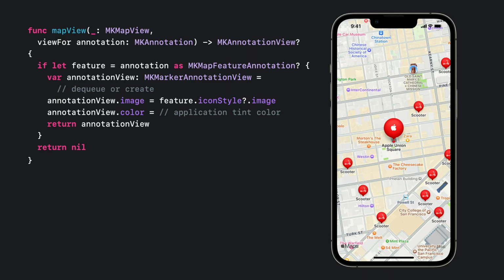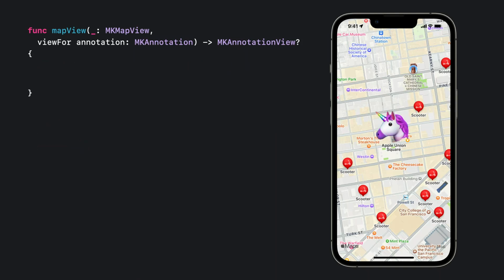In my example here, I've chosen to use the same image obtained from the feature's icon style and only change the color to match the application's tint color. If you want to go fully custom, you can provide any annotation view subclass that you create.